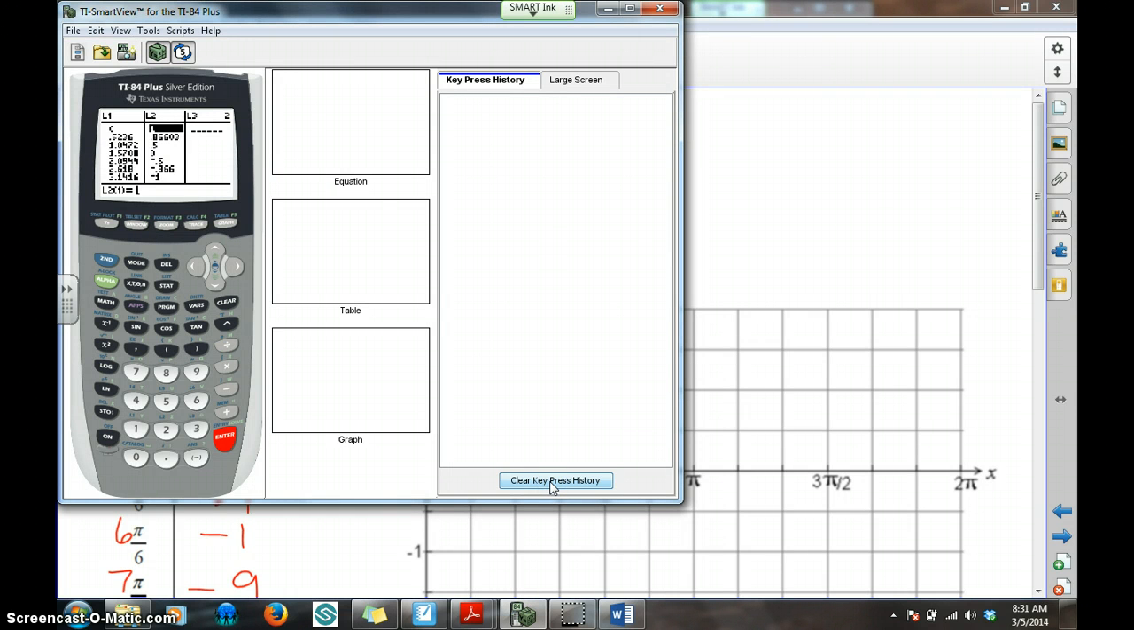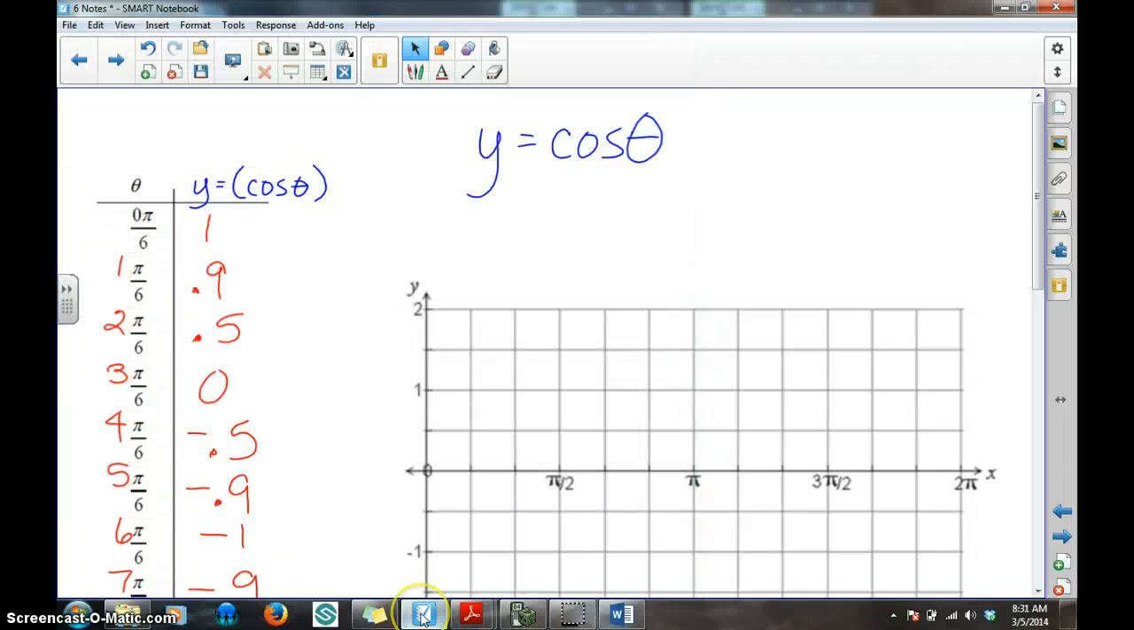I left list 1 the same. The radians have not changed. I just cleared out list 2, and in the heading for list 2, up where the L2 is, I typed in cos of list 1. And list 2, cos of list 1 is again using the second 1 buttons. Once I got those values, I transferred them to my table, and now I'm going to plot points.